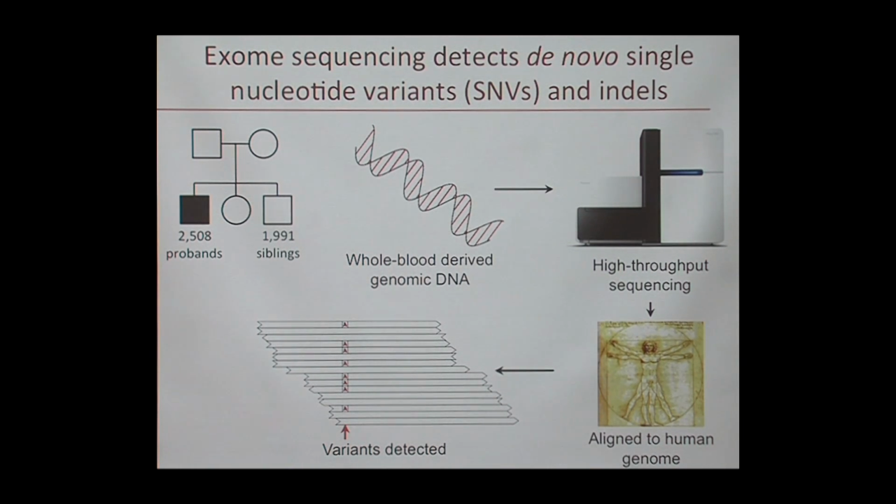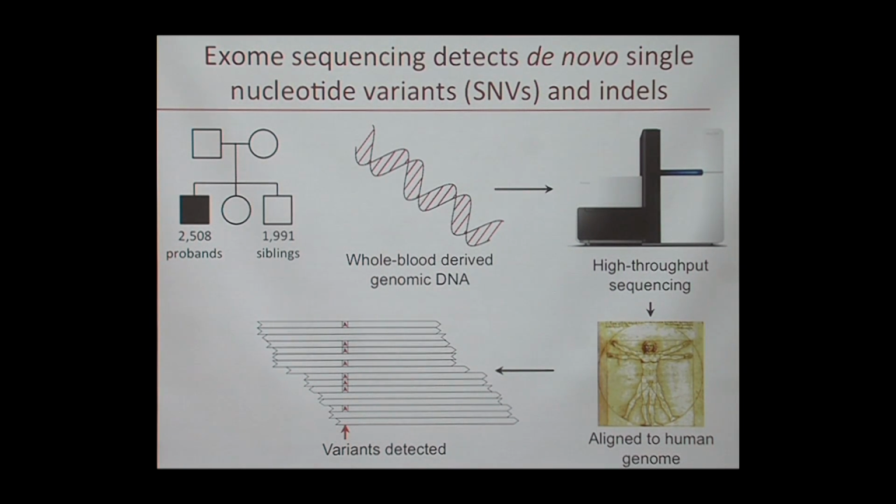The reason for that was it was cheaper, a lot cheaper, and therefore we could do large numbers. These are the same families again, looked at with the one affected and one unaffected sibling. We take that same DNA, it goes on the machine, and what you get out of it is a lot of different reads of DNA.